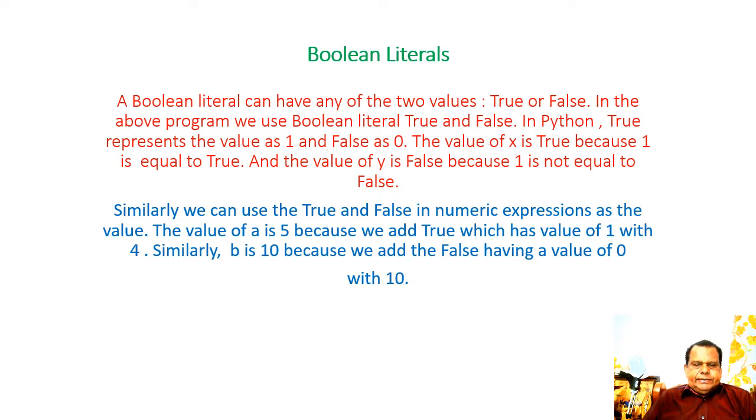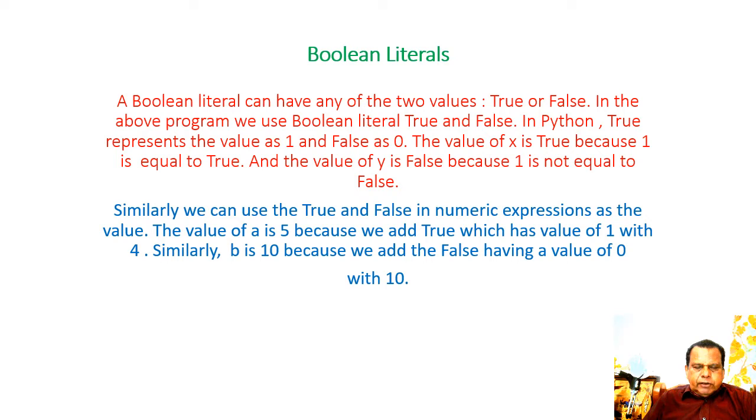Boolean literals. A Boolean literal can have any one of the two values, namely true or false. In the above program, we use the Boolean literals true and false. In Python, true represents the value 1 and false represents 0. The value of x is true because 1 is equal to true, and the value of y is false because 1 is not equal to false.